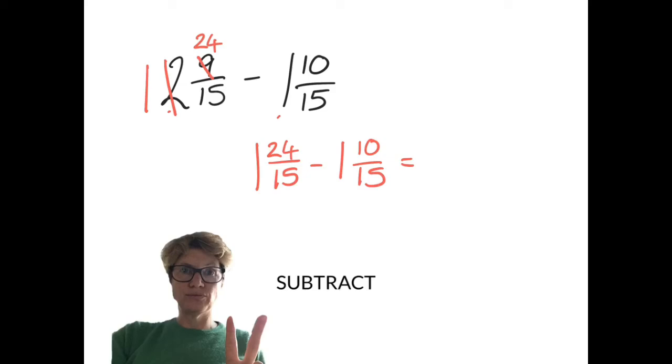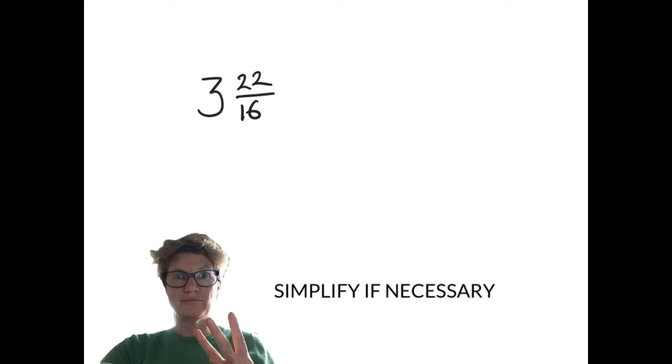So 1 take away 1 is nothing, 24 take away 10 is going to be 14/15. Step 3. I've written down the wrong answer there. I'll remove that one. So 14/15 doesn't simplify because there are no common factors for 14 and 15. So this is our answer.